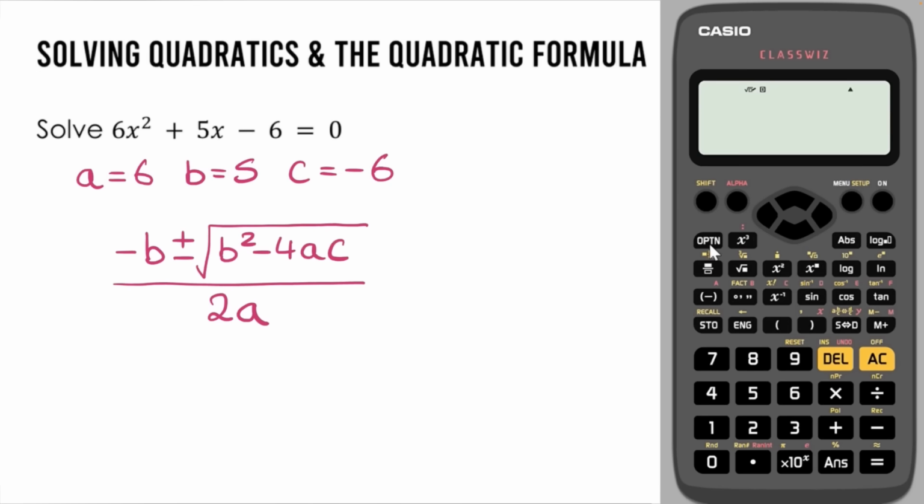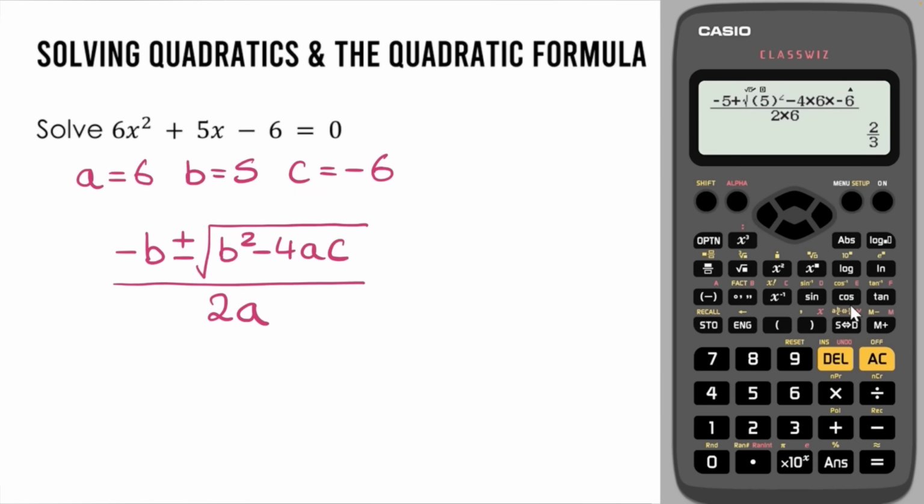We can write down the quadratic formula and start typing it into our calculator. So I tend to start with the plus symbol. Doesn't actually matter, but we'll start with the plus symbol here and put that b value in brackets. So we have 5 squared here. We're going to take away 4 lots of a, which is 6, and c, which is negative 6. And then on the bottom we have 2 times a, so 2 times 6. We can press equals and we'll get our first solution here.